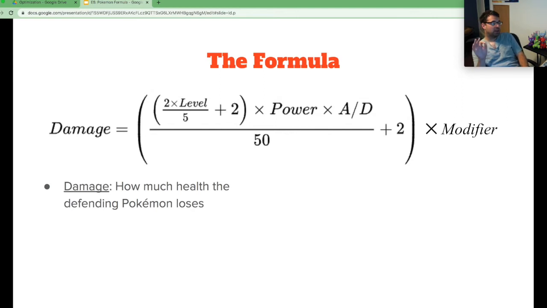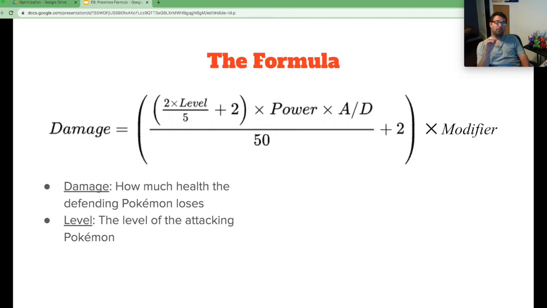Damage is how much health the defending Pokemon, the one receiving the attack or the move, loses. I've got to be careful using those words, move and attack. Move is for what moves can be learned and are done by Pokemon. Those are the actions done by the Pokemon. Attack, I'm going to save specifically for the stats of Pokemon. So damage is how much health the defending Pokemon loses when hit by an opposing Pokemon's move.